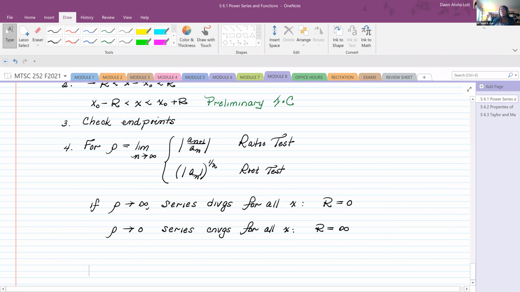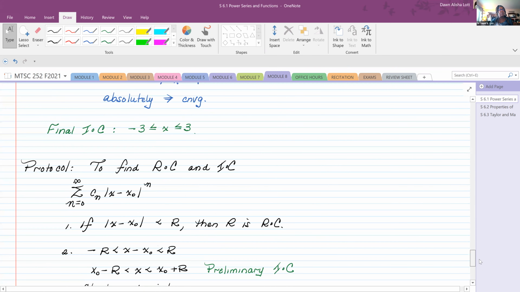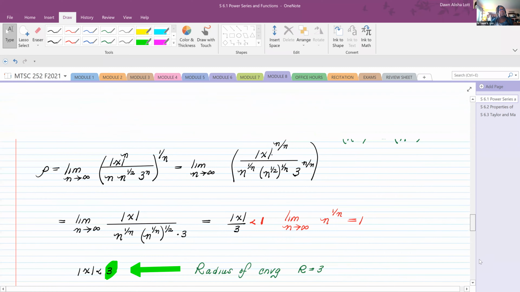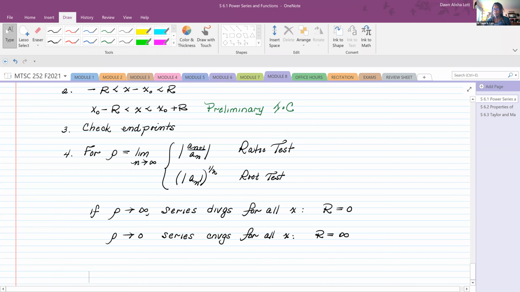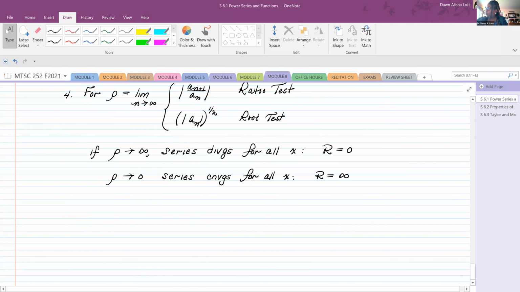So let's look at this. I can't remember what example this is going to be for us. So let me go back and see. This is example 5. Okay. So we want to find the radius of convergence and the interval of convergence.